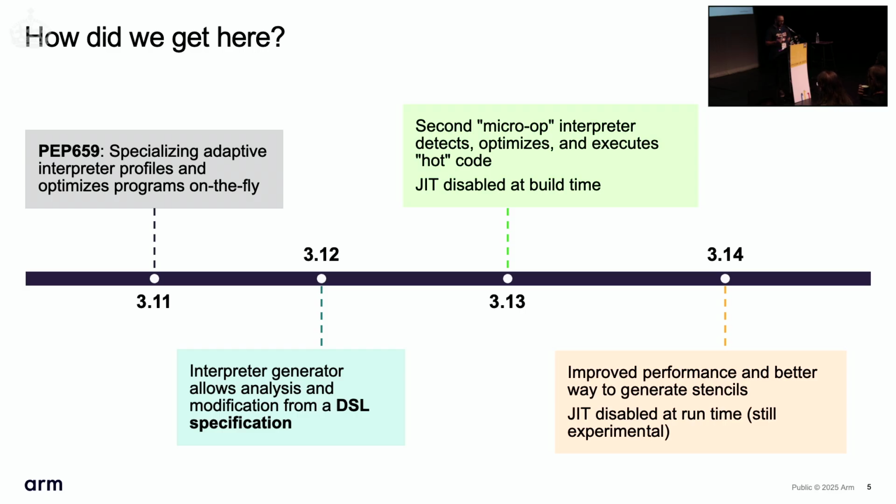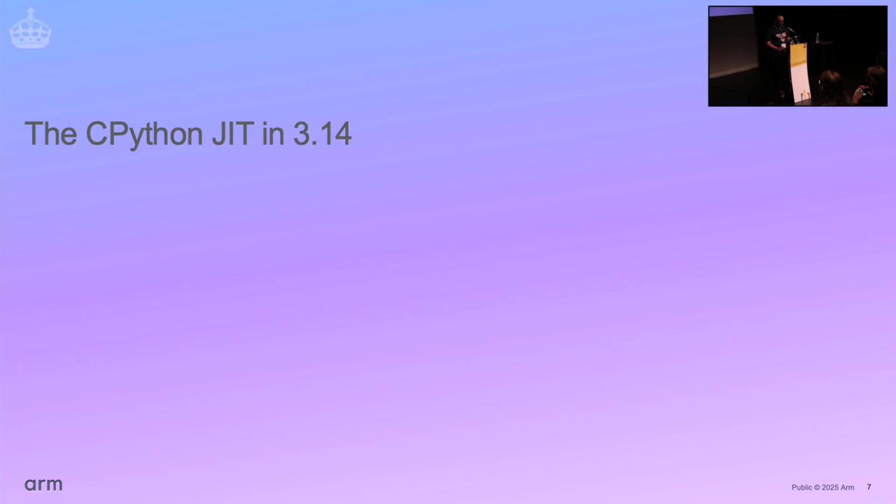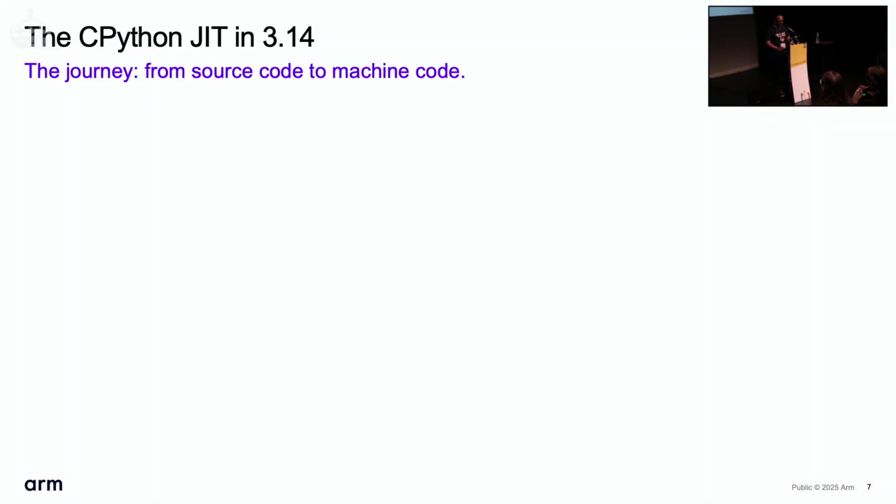And now in 3.14, the experimental JIT is more accessible to users. It improves micro performance, and it adds the infrastructure for better code stencil generation. So the JIT is not just something that happened overnight, but is a result of many years of foundational work to modernize the CPython execution pipeline. So let's go into more detail on how the JIT works in 3.14.